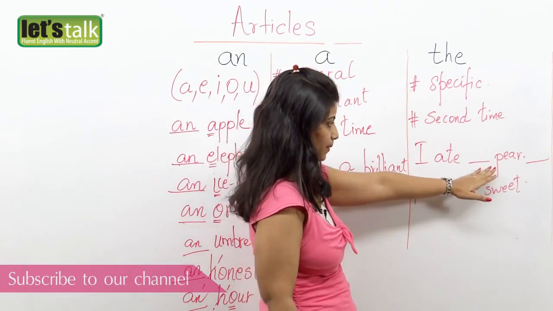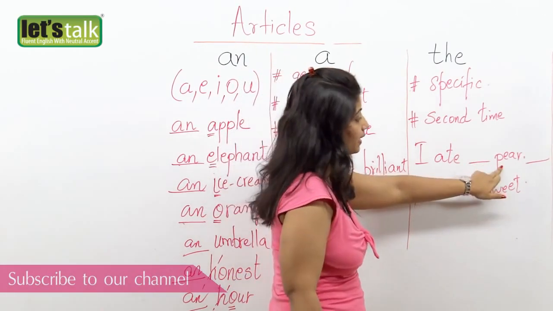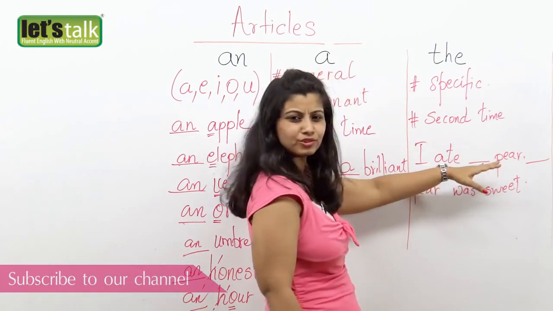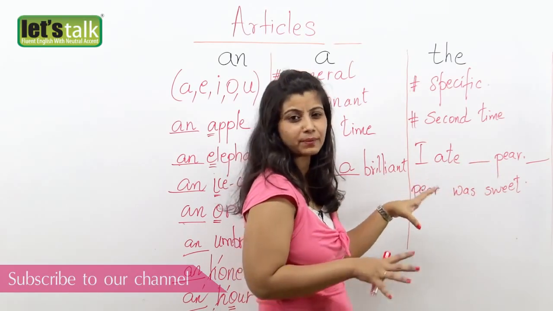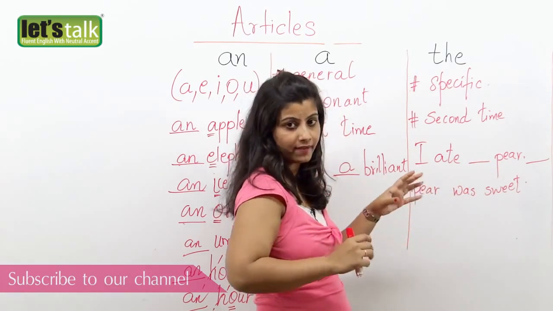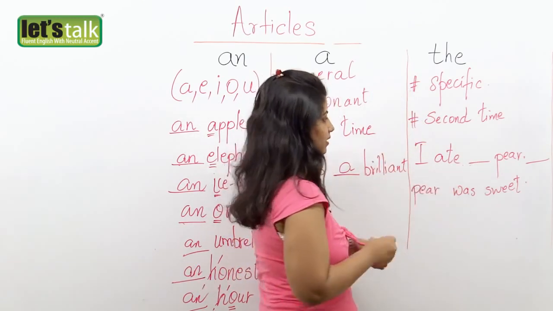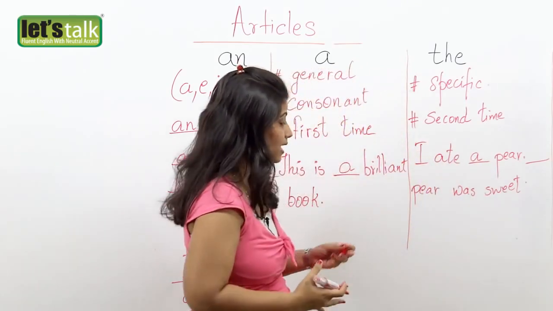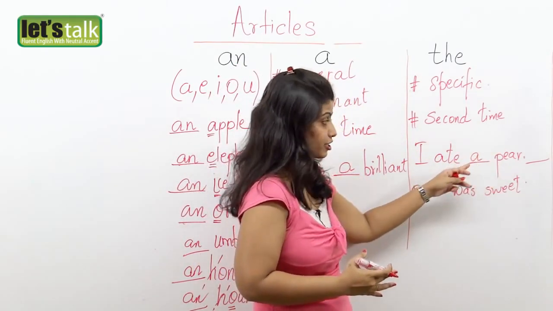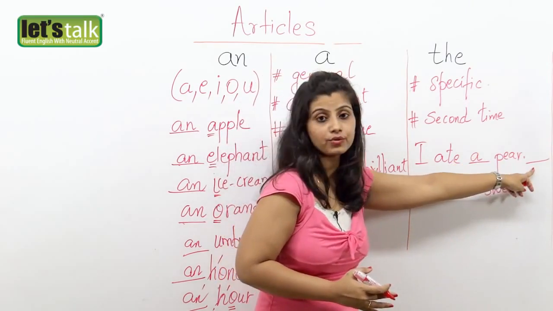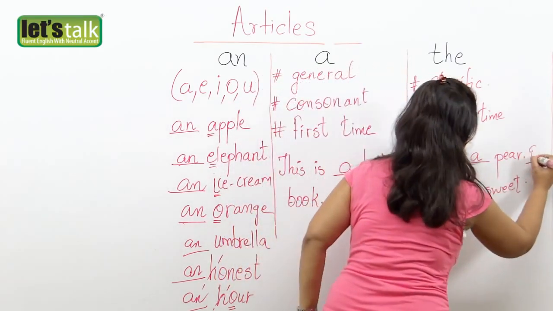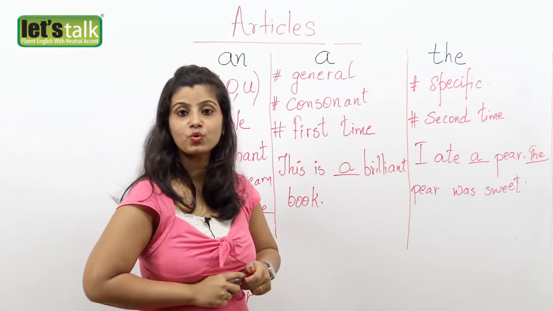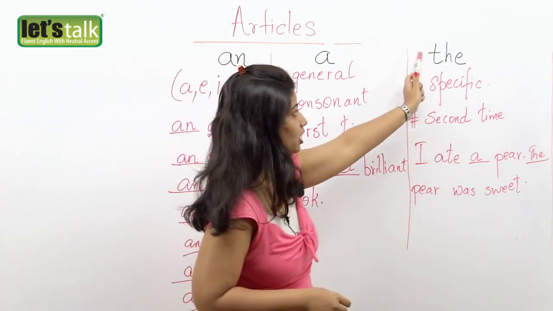I'm talking to you about this pear for the first time. P here is a consonant. And again, it is something in general. Okay, I'm not talking to you about a specific pear or a pear that you have seen or I have eaten with you together. No, it's in general, in common. So, a pear. Now, because I have mentioned this pear to you earlier, I can definitely use the article the over here. So, I ate a pear. The pear was sweet. Does that justify the?